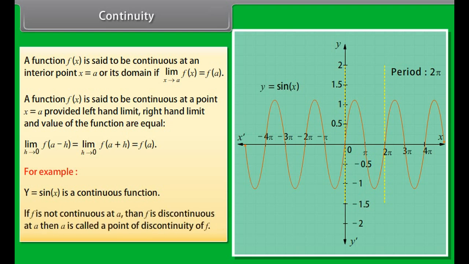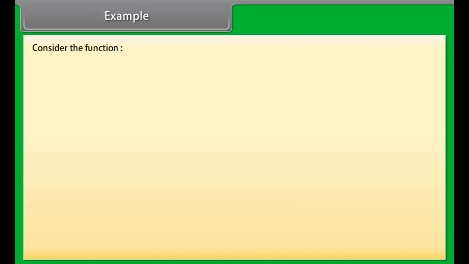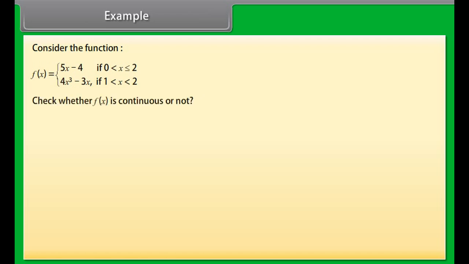If f is not continuous at a, then f is discontinuous at a, and a is called a point of discontinuity of f. Example. Consider the function f(x) = 5x - 4 if 0 < x <= 2, = 4x^3 - 3x if 1 < x < 2. Check whether f(x) is continuous or not.